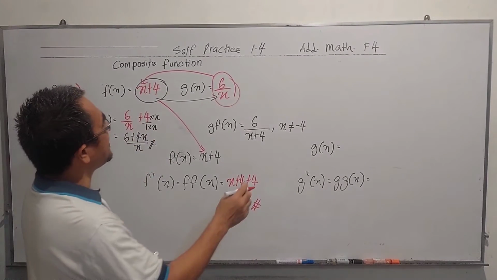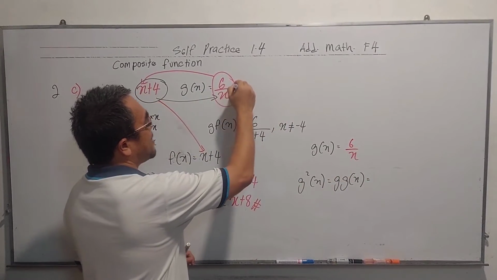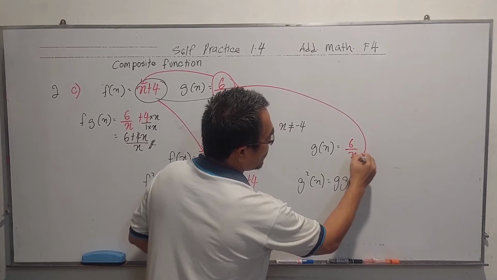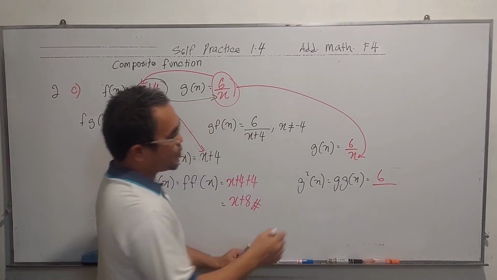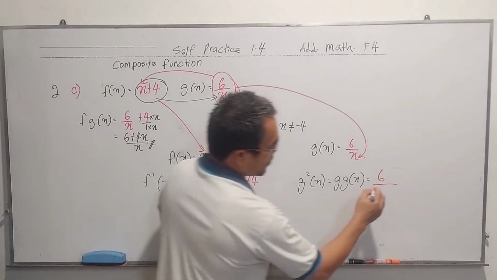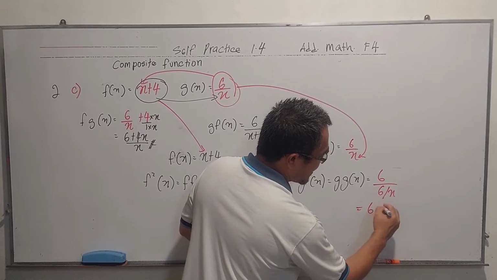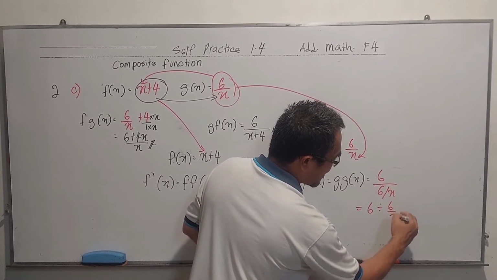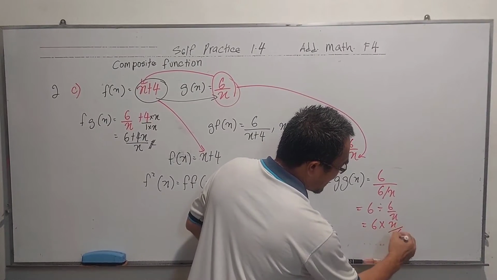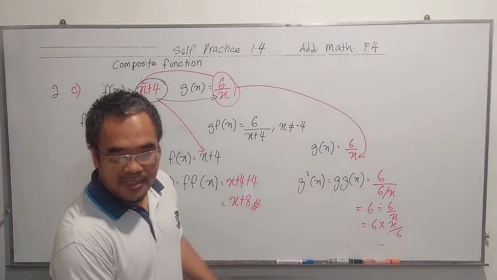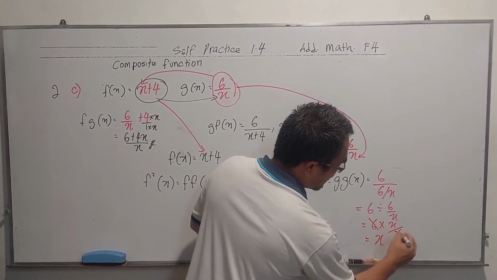Then similarly with g(x), I will rewrite 6 over x and I replace this into here and copy this 6 over. So x is 6 over x. So we have 6 over 6 over x. This is similar to writing 6 divided by 6 over x. So you change that to x over 6. So 6 times x over 6 will be x, because you cut 6 with 6.